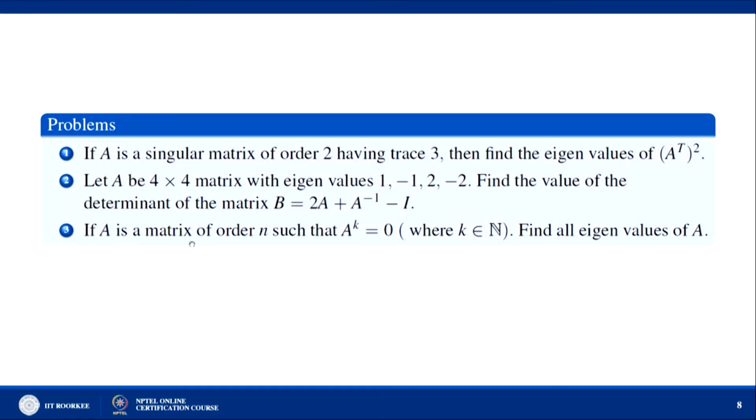If A is a matrix of order n such that A raised to power k is 0, where k belongs to the natural numbers, then all its eigenvalues are 0. Because if any eigenvalue of A is not equal to 0, then A raised to power k will not be 0. Therefore all the eigenvalues of A must be 0.